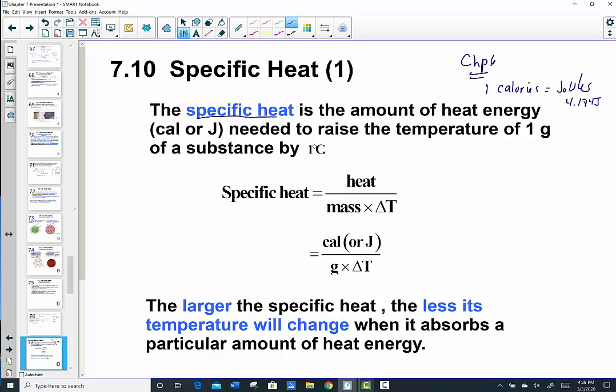So if I put in a little bit of heat, it doesn't move very much on the temperature scale. If you compare, for example, 4.184 joules per gram degree Celsius, that is the specific heat for water. And let's say I have a metal coming in at 0.2 joules per gram degree Celsius. Adding the same amount of heat, the water hardly warms up at all, and the metal will get really hot really fast.